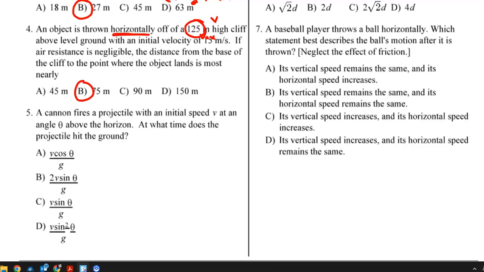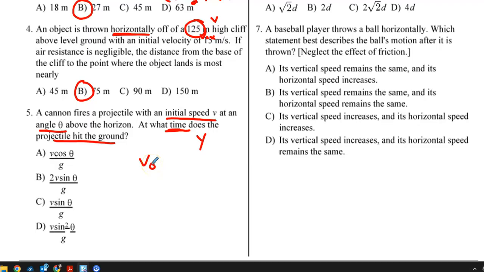All right, next one. We got a projectile with an initial speed of v and an angle. So this is angled above the horizon. What time does the projectile hit the ground? Okay, so you got to do the two columns, but in this one we can focus on one. Why does it hit the ground in a certain time? Because of gravity. So that tells us we want to do the vertical column. So I'm just going to focus on the vertical column here because that's all that's relevant.